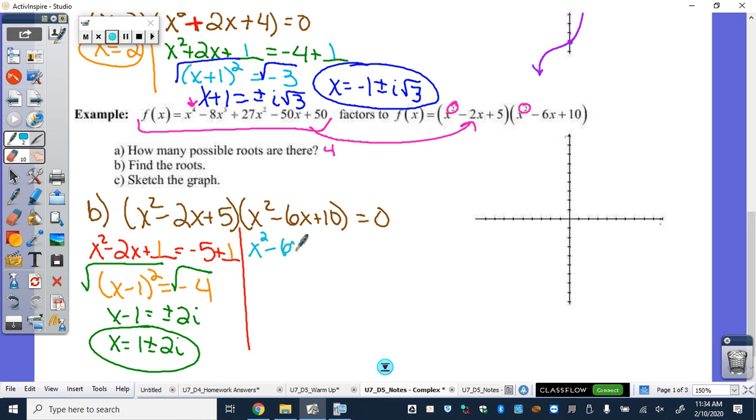So let's figure this out for the other side. So again, I'm going to set that trinomial up to do completing the square. What number is going to go on the line this time? 9. So I get x minus 3 squared equals negative 1.